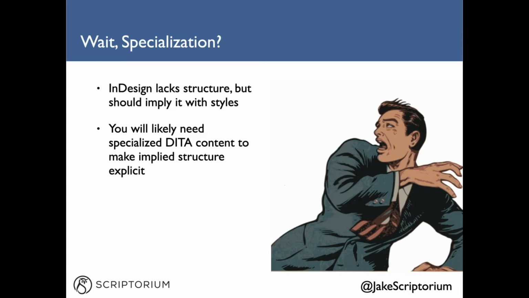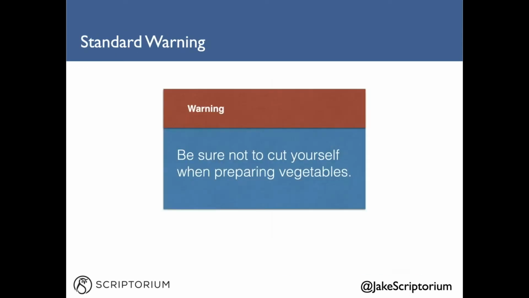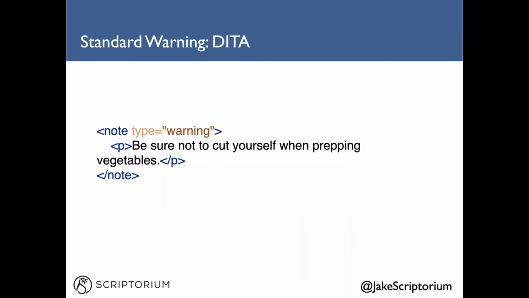So let's just take a look real quick at a standard warning. Let's say this is in InDesign. We've got a warning here, it says not to cut yourself when you're preparing your vegetables. Looks like we've got it offset in a box so that it's easy to see. We've got some colors on there to make it pop. We've got some paragraph styles that are used to make sure everything is aligned neatly with everything else so that it really, really stands out. And this is what it would probably look like in DITA, just a standard note element with a type attribute that says it's a warning with your text inside it.